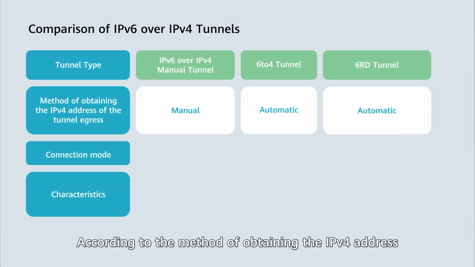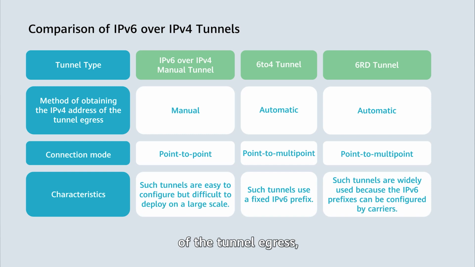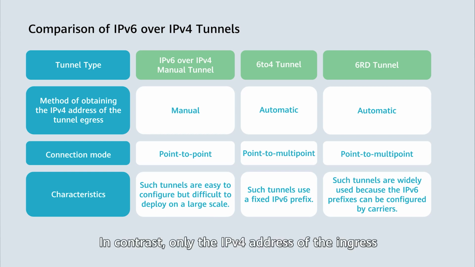According to the method of obtaining the IPv4 address of the tunnel egress, tunnels are classified into manual tunnels or automatic tunnels. The 6to4 tunnels and the 6RD tunnels are automatic tunnels. IPv4 addresses of the ingress and egress need to be manually configured for an IPv6 over IPv4 manual tunnel. In contrast, only the IPv4 addresses of the ingress need to be manually configured for a 6to4 or 6RD tunnel. The border devices can automatically obtain the IPv4 address of the egress of the 6to4 or 6RD tunnel based on the destination address of the packet.